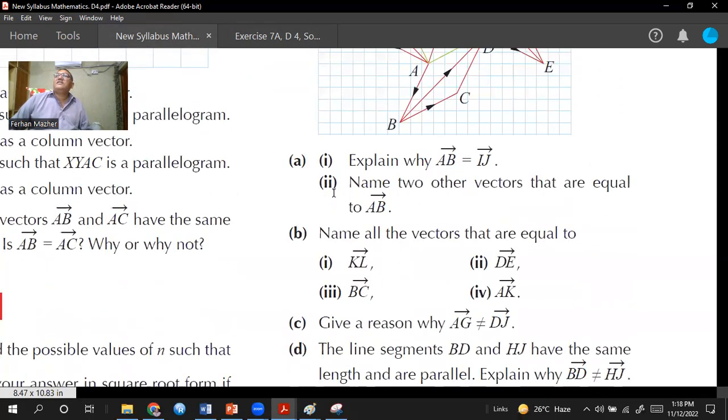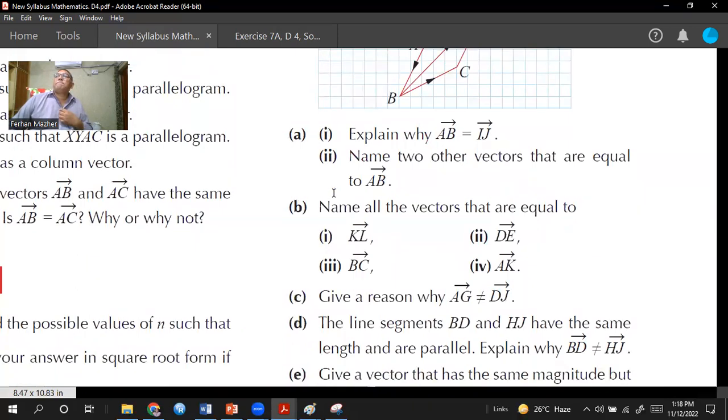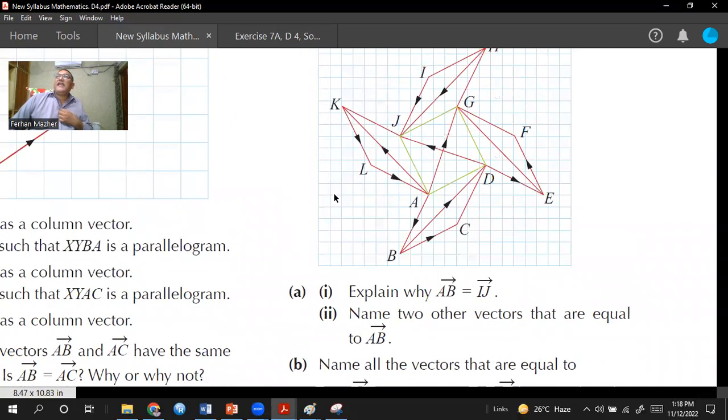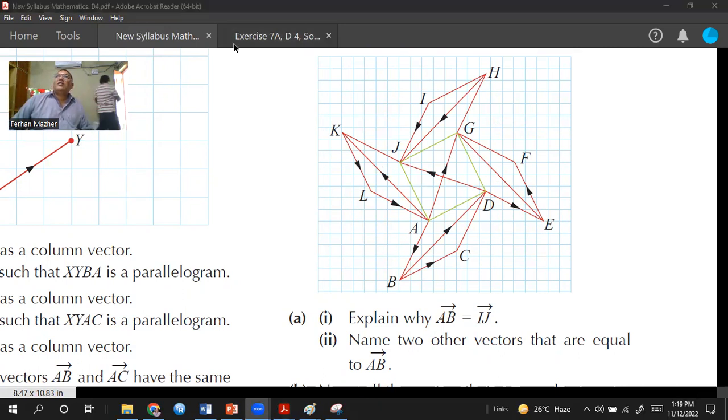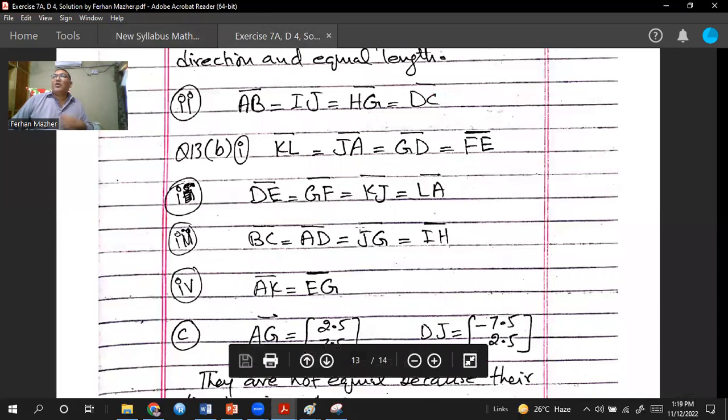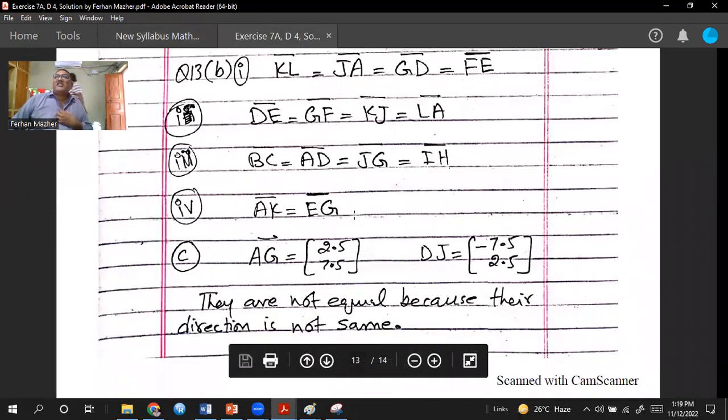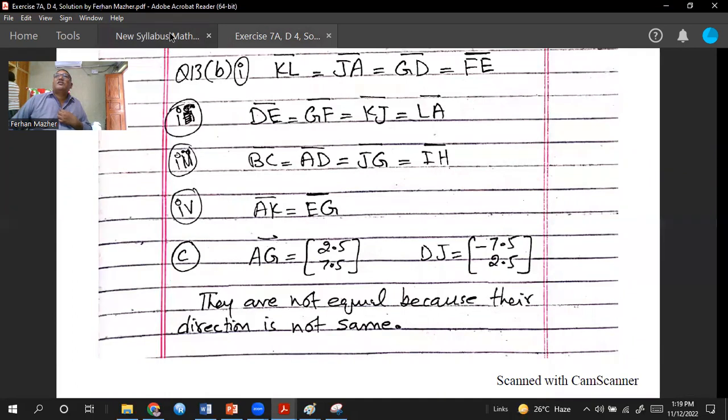Then we have AK. Where is AK? Okay, so this is AK. So equal to AK, I will have EG, only one. So AK is equal to EG.